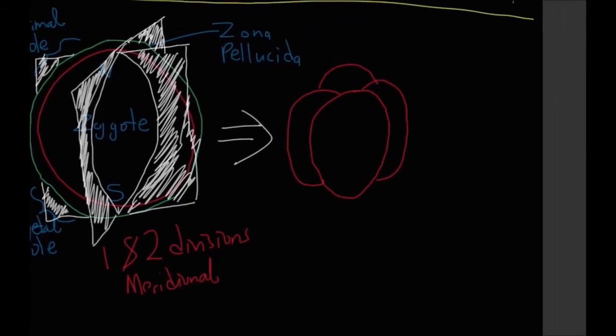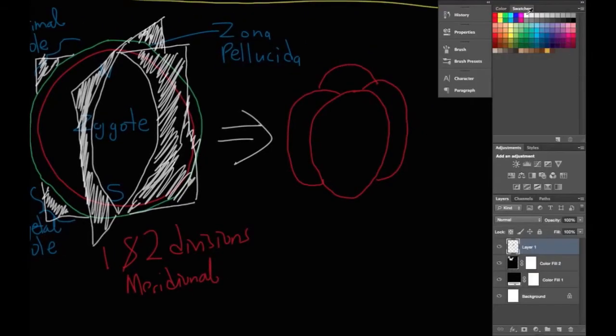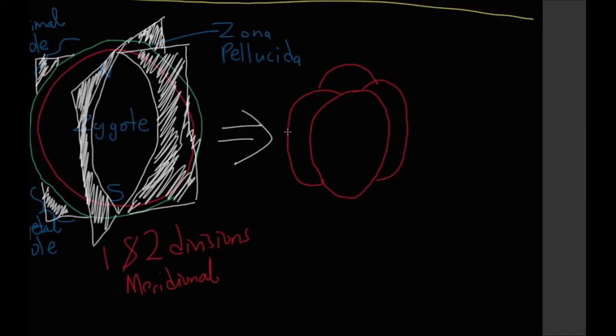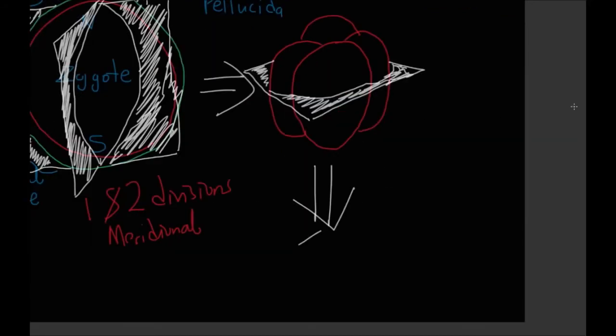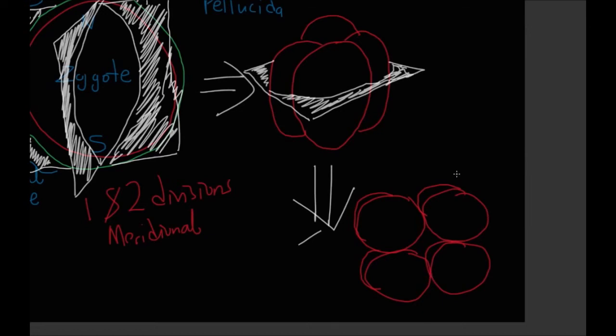So here we've had the first and the second divisions, both meridional. But for the third division, we're actually going to have an equatorial division. So just think of the equator of the Earth. And so what happens is the cleavage plane is somewhere along this axis. Something like that. And so these will then yield 8 cells. And they're still kind of stacked together. And remember, this is the third division, and it's equatorial.